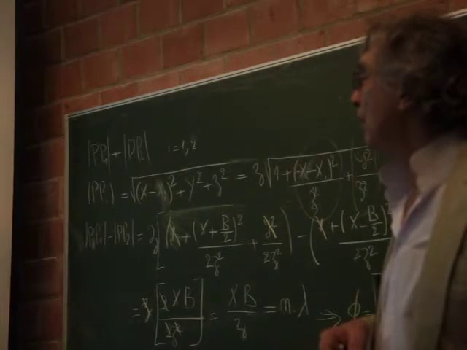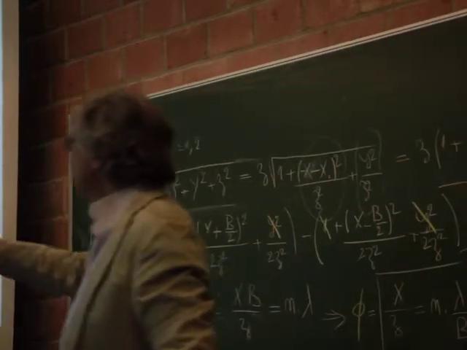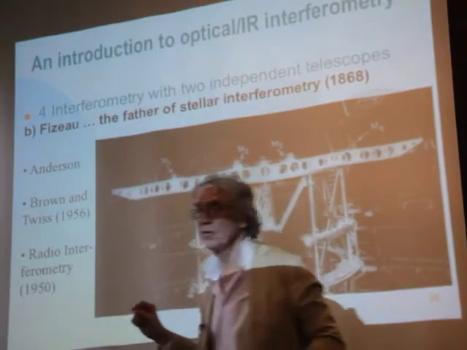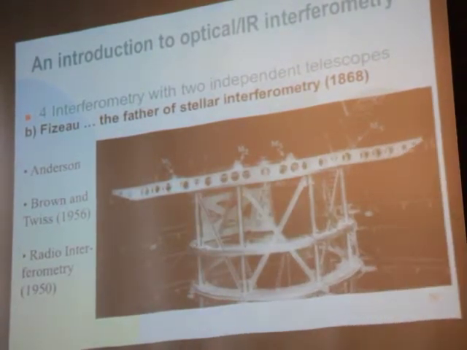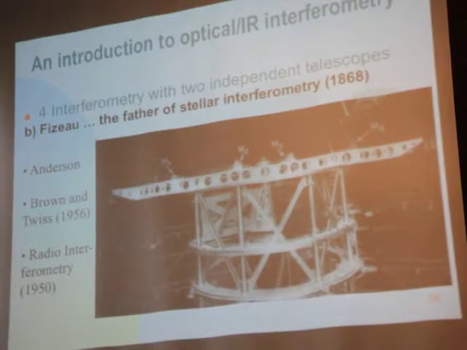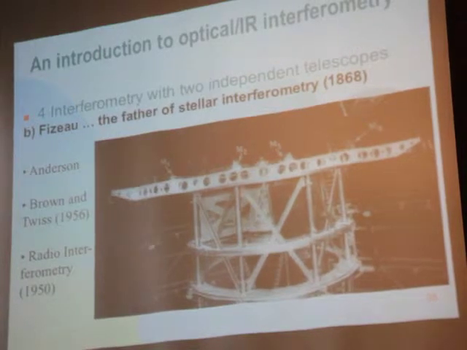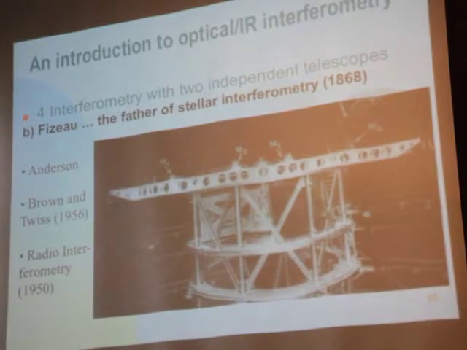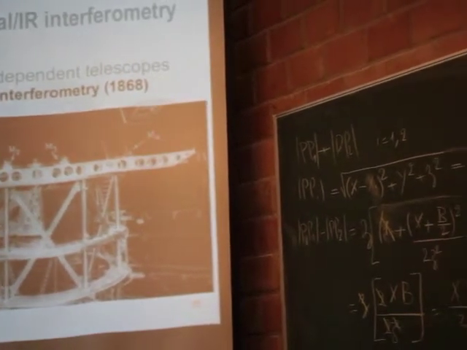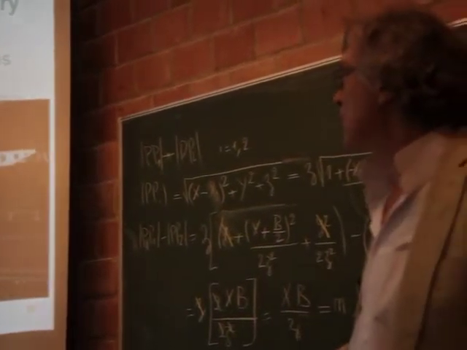Anderson, as I indicated here, used the technique of Michelson to resolve spectroscopic binaries. So one knew from the spectra that there were 2 stars revolving around each other, and he tried to resolve them angularly with a telescope. So he used that beam, and he could resolve many spectroscopic couples.